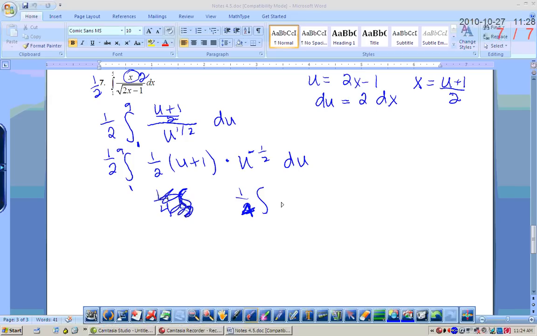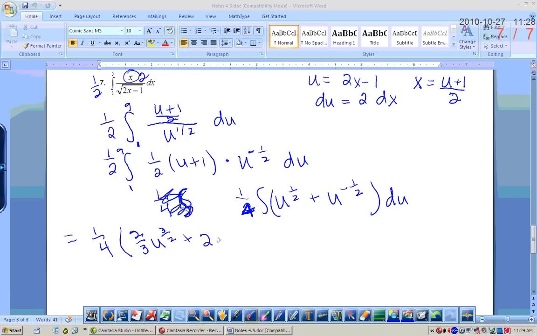And then if I distribute the u to the negative 1/2, I get u to the 1/2 plus u to the negative 1/2 du. Okay, now I'm going to actually integrate. And I get 2/3 u to the 3/2 plus 2 u to the 1/2 from 1 to 9.